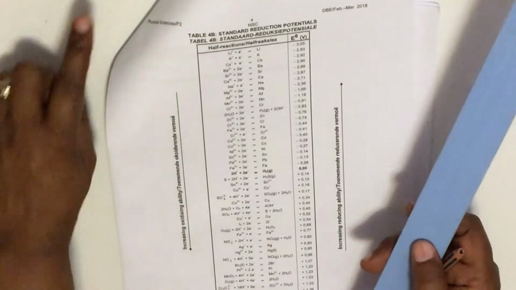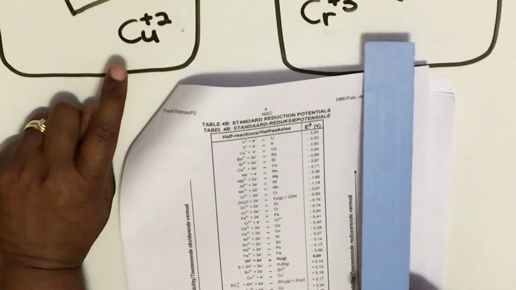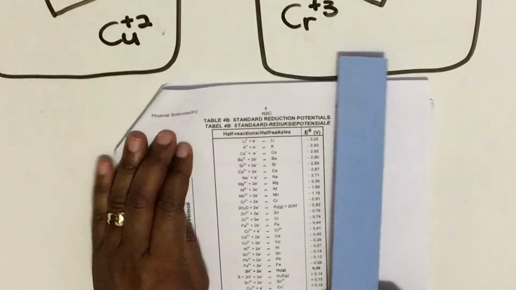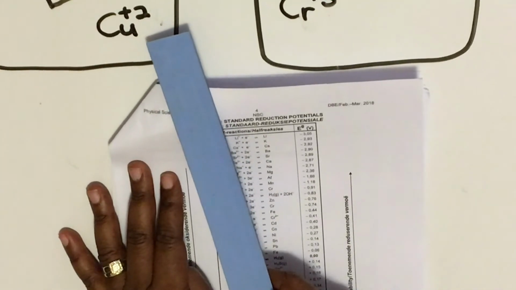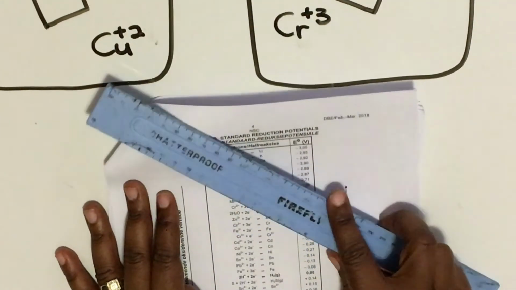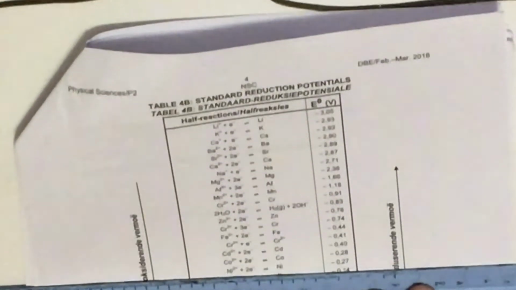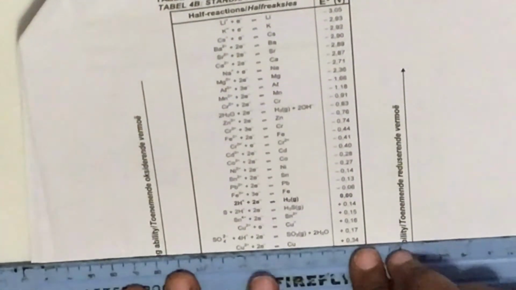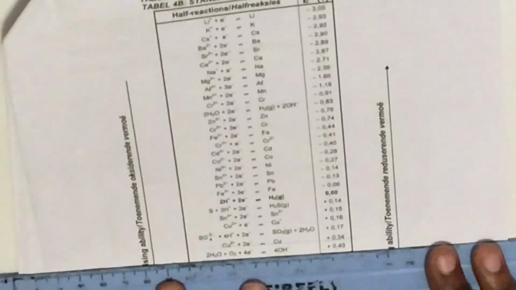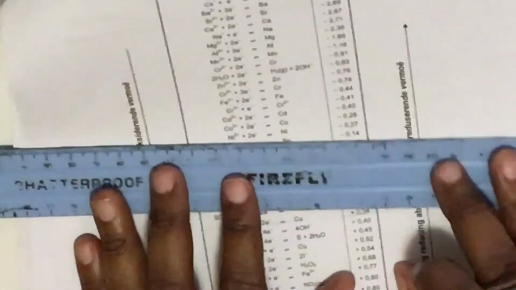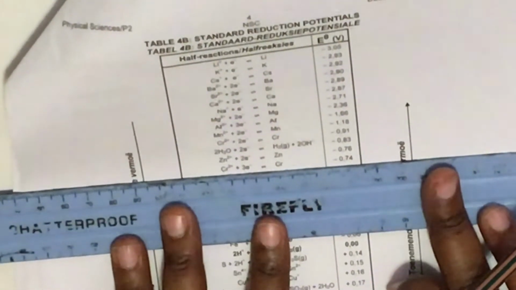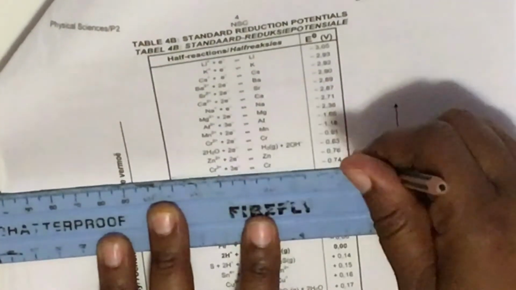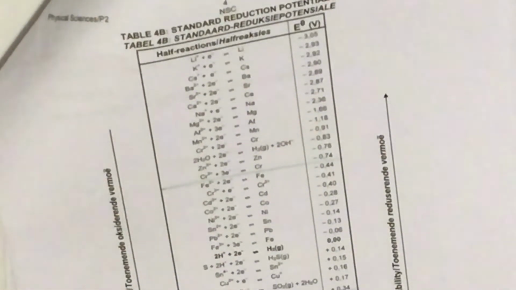So what you do, you find copper and Cr. Let's find copper, and you're going to find there is more than one copper. So we're going to find copper 2 plus. You see, this is copper, but it's 1. This is the one that you want. So mark that, and then find the chrome 3. Mark that. These are two substances that are going to react.